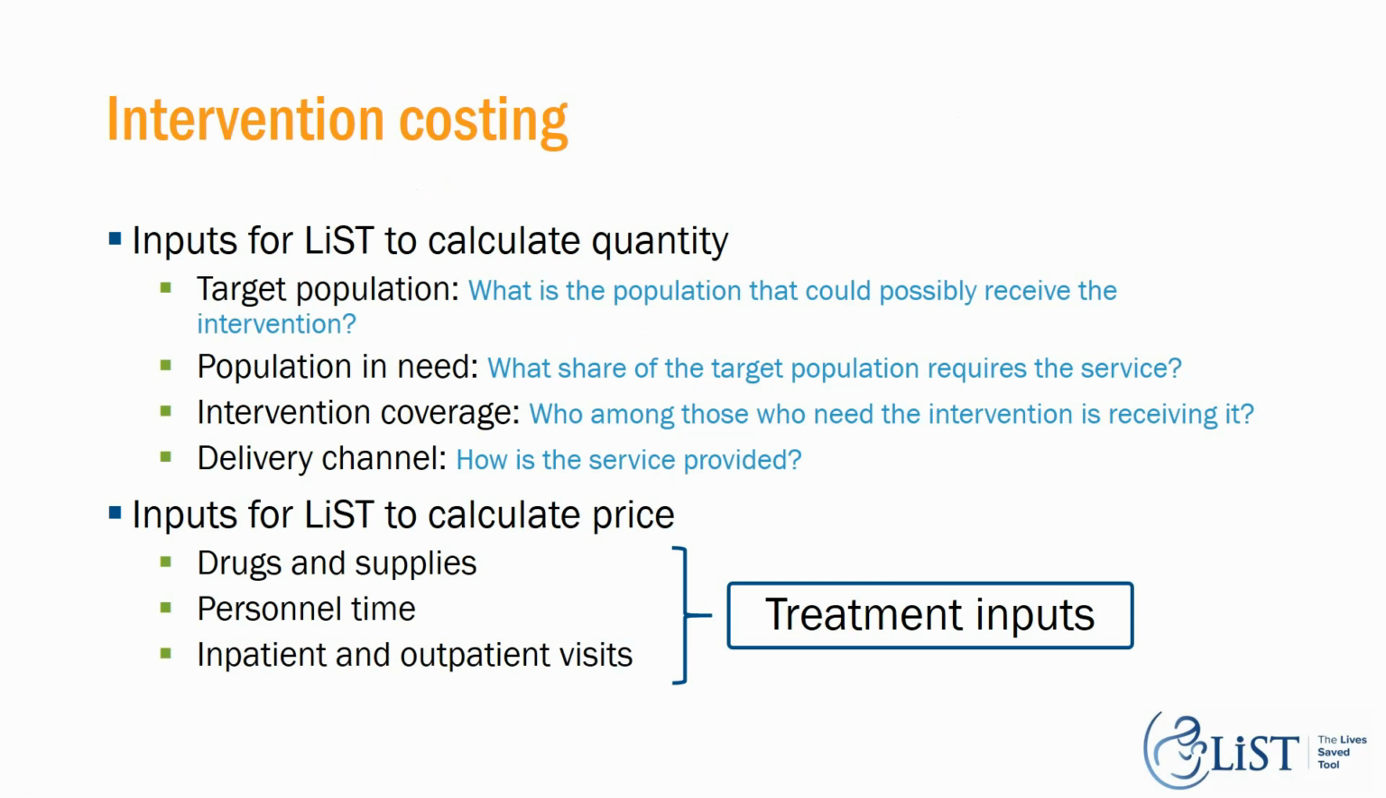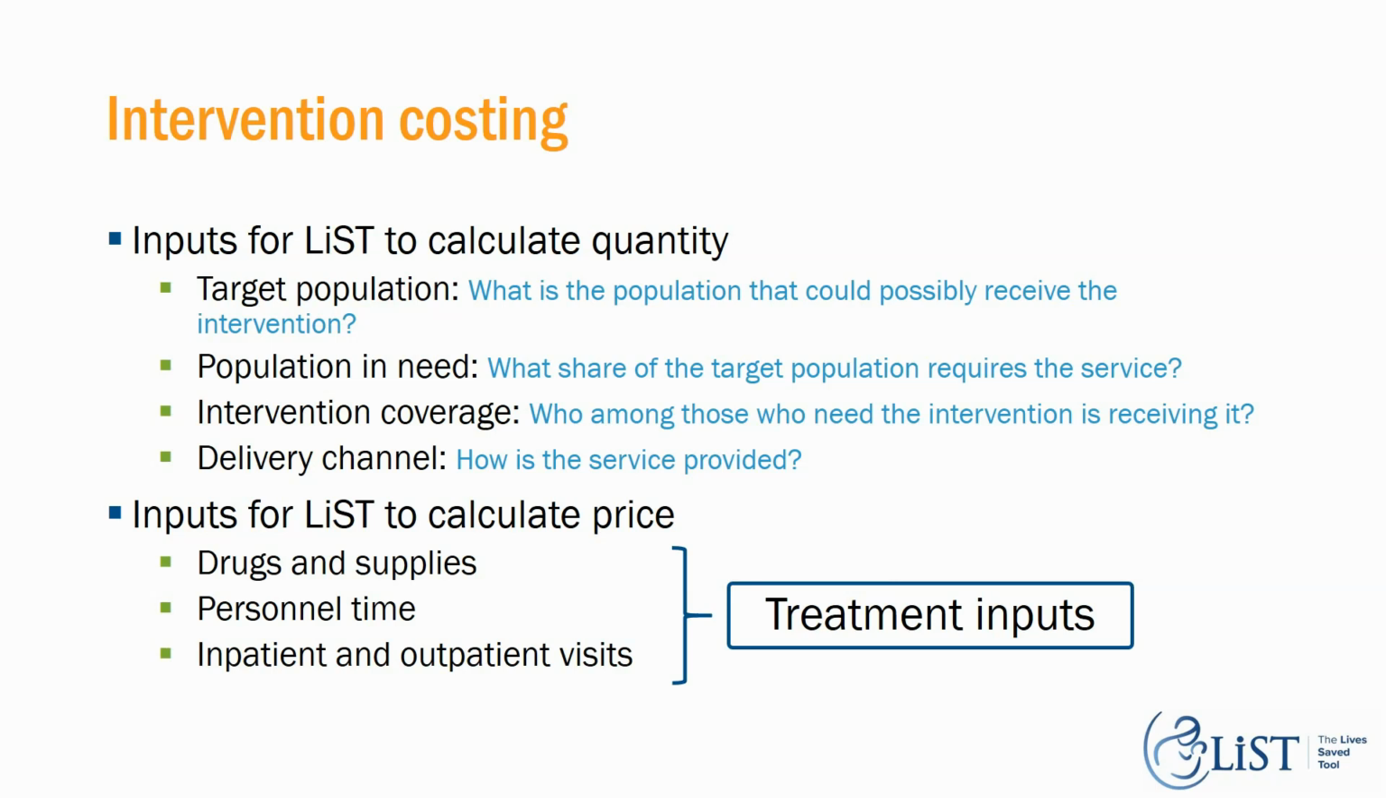So as we've reviewed already, in order to calculate cost, LiST needs to be able to calculate the quantity of services that will be required and multiply that information by the price of each one of those services. The inputs that LiST will need in order to calculate the quantity of services will be first the target population, the population in need, the intervention coverage, and then LiST will also need to know how those interventions are being delivered through which channel in order to calculate the number of services.